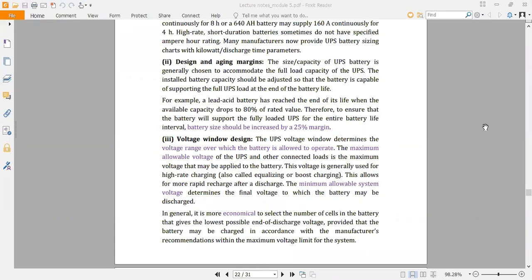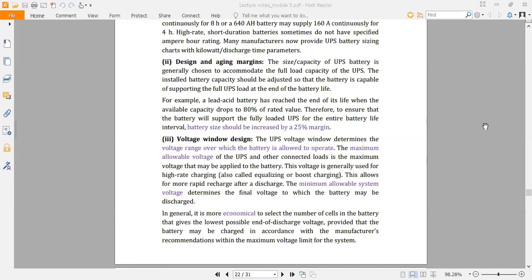Okay. Third point is voltage window design. What is the meaning of this word? Voltage window design. Voltage window. That means there is a window of the voltage rating. It means there is certain range for the voltage, and within this range, we are able to supply the power from the battery.